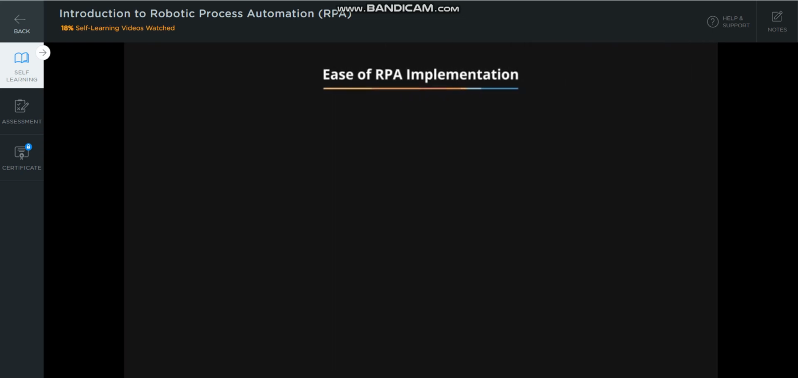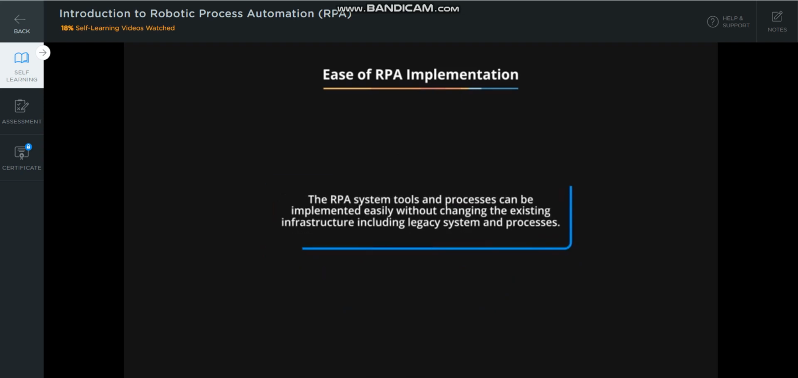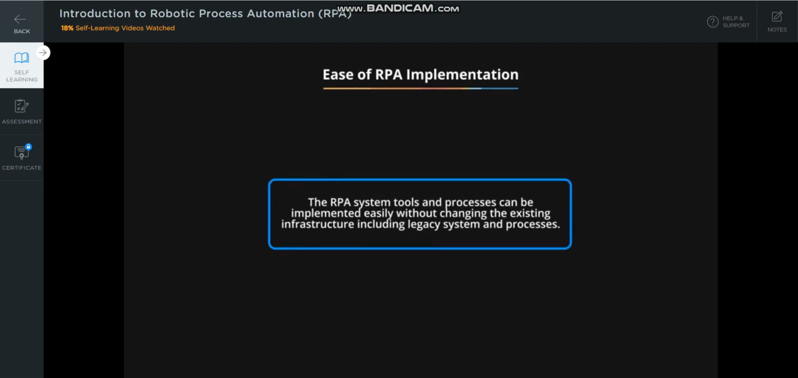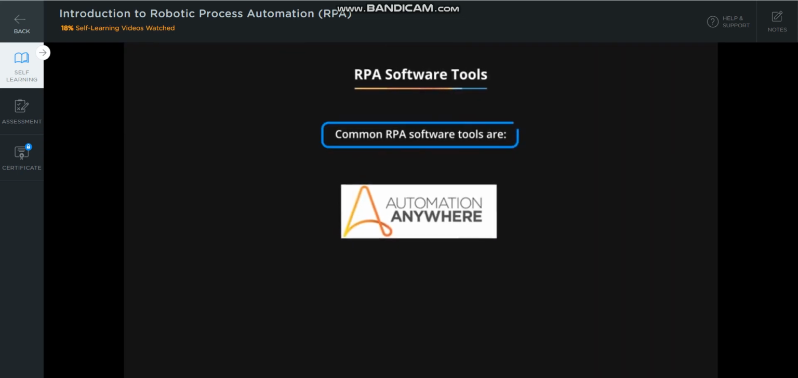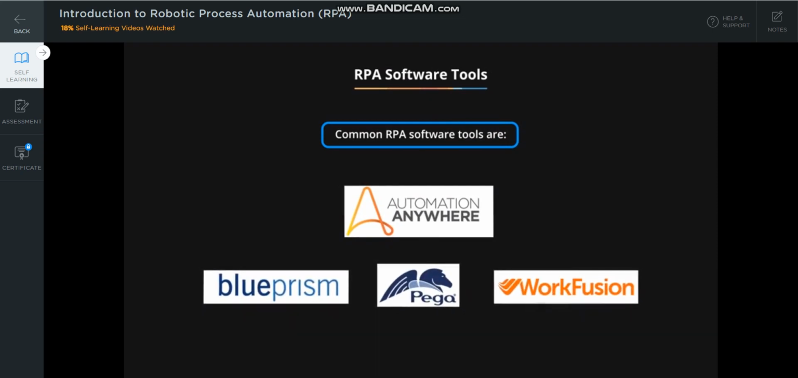Ease of RPA implementation. Hands down, the major advantage of RPA adoption is its ease of implementation. The RPA systems, tools, and processes can be implemented without disrupting or interfering with existing systems, including legacy systems and processes, and IT development and testing. Automation Anywhere, Blue Prism, Pega, WorkFusion are some of the vendors out there for RPA.